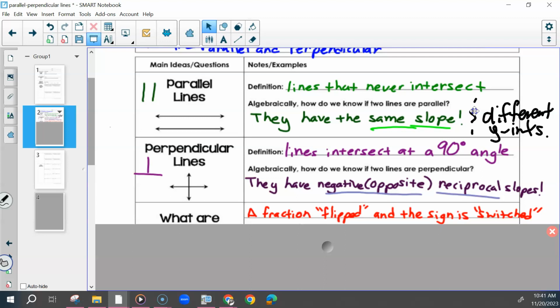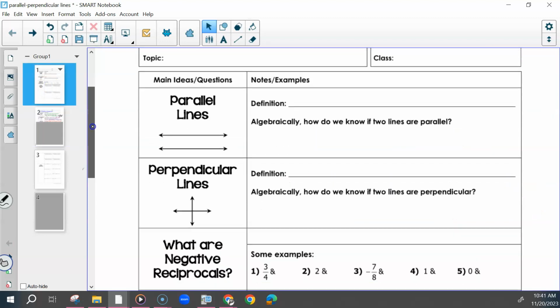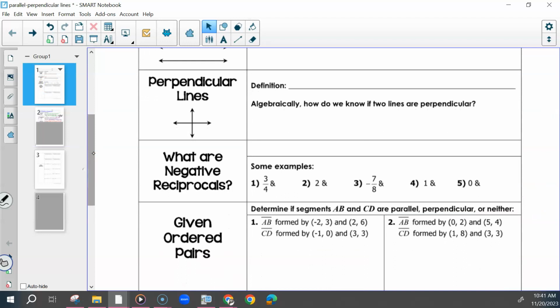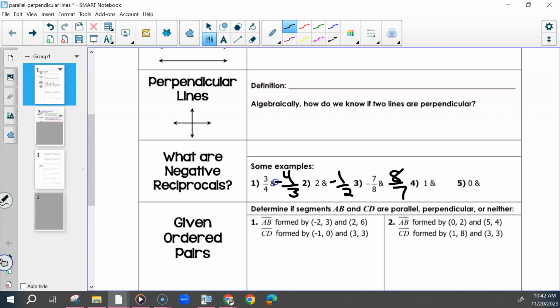I want to go through these negative reciprocals and then you guys can back up. If anyone is still writing, I will come back to this after lunch. For these, what would the negative reciprocal of 3/4 be? Negative 4 over 3. What about 2? So it would be negative 1/2. Negative 7/8. Negative 8. So it would have to be positive 8 over 7.